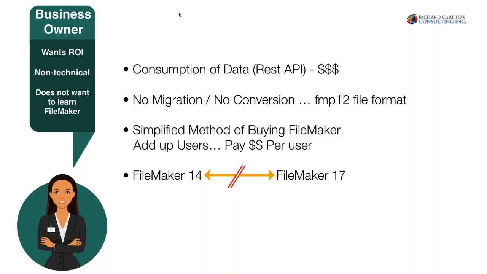The next item is super important, and this is the business owner cares about this. There's no migration, no conversion to go to 17. So the FMP 12 file format is still there. FileMaker, and this is a very important part, FileMaker, once again, is simplifying their licensing, right? And that's this third bullet here.